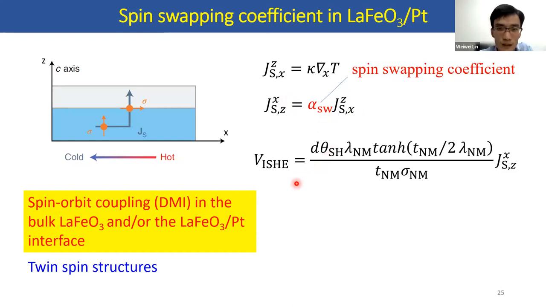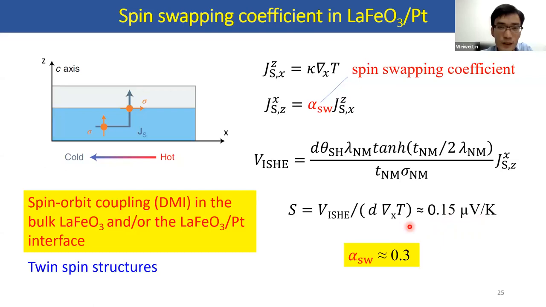So the measured transverse voltage in the pattern we can express in this equation. It's proportional to the spin current along the z-axis. It's related to the spin Hall angle of platinum and the spin diffusion length of platinum, also the electrical conductivity. So we can estimate the transverse thermal voltage coefficient. I've already shown that it's about 0.15 microvolt per Kelvin. Then we can estimate the spin swapping coefficient in our configuration is about 0.3. That means 30%. So this is pronounced.